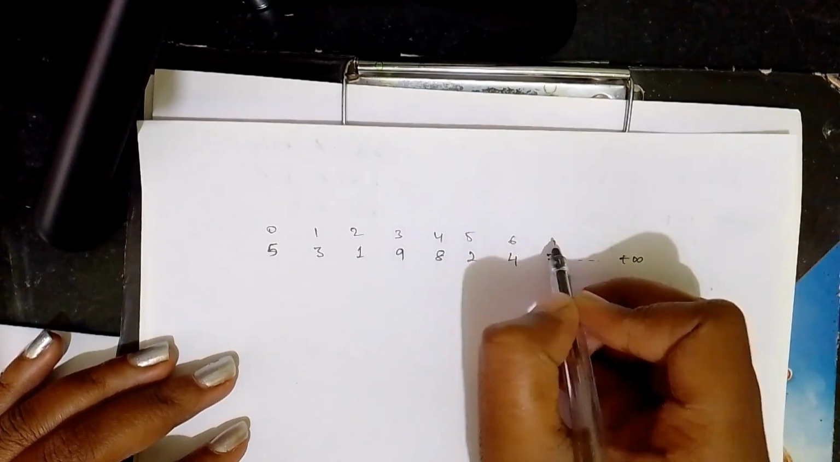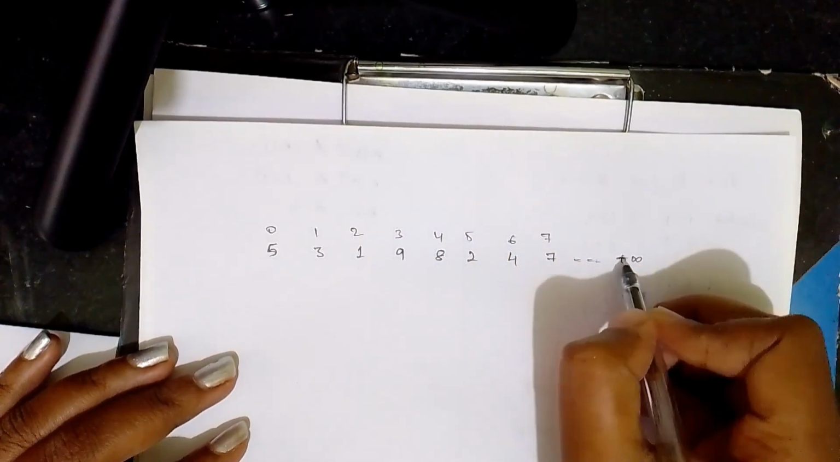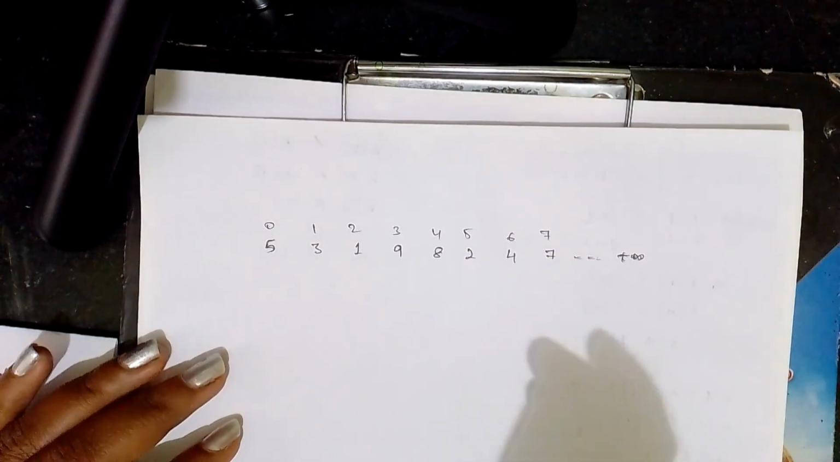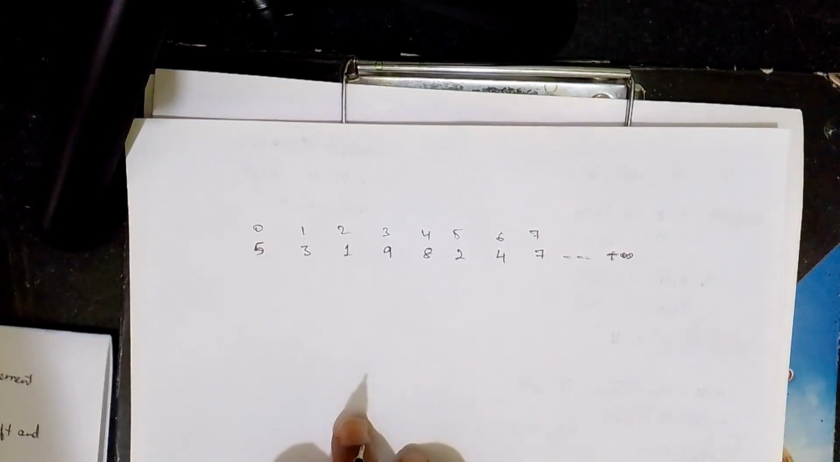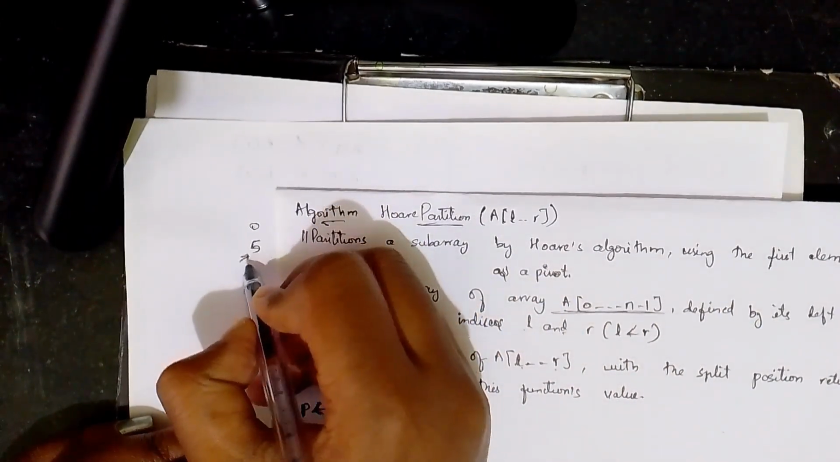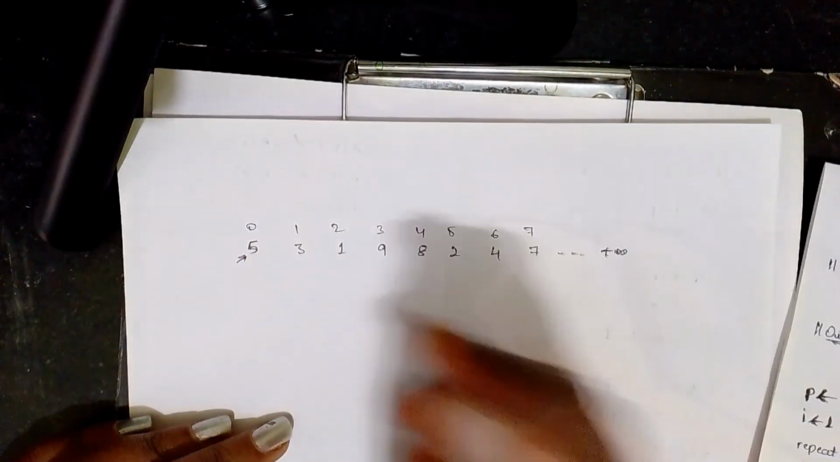Now let's solve the problem using quick sort. Here I have taken an array which is unsorted: 6, 1, 2, 3, 7, and it will go up to infinity. Here we have to choose the pivot element first. Let's do it using the algorithm. We choose the pivot element as the first element of the array. This is our pivot element.